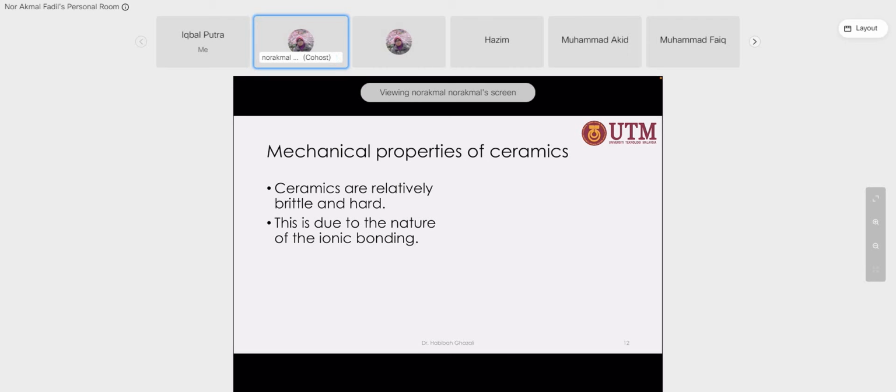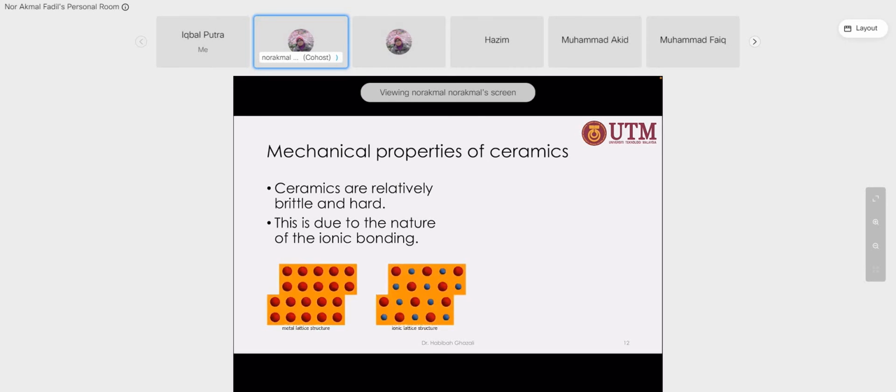Okay, this is due to the nature of ionic bonding. So if metal, imagine metal, we don't have this kind of couple, right? For ceramic, it has a couple which is ionic, combined between anion plus cation. Okay, so let's say this is anion, this is cation. When we give a load here, what happens is anion and cation are not bonded anymore. What happens is anion with anion and cation with cation, right?